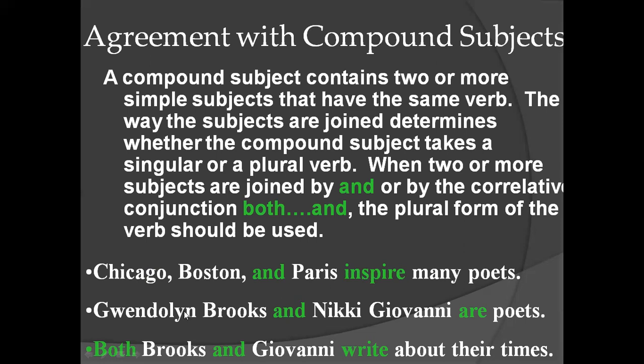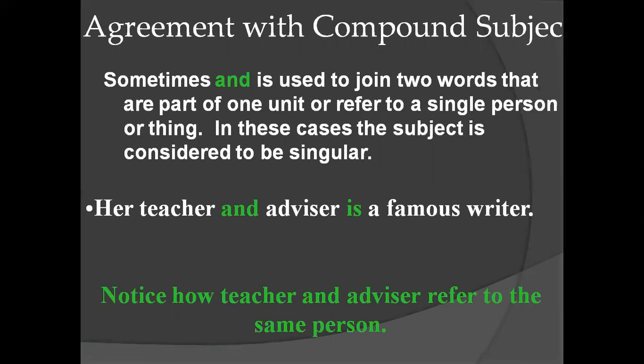Next, our example. Gwendolyn Brooks and Nikki Giovanni are poets. Here also you can see plural form. Both Brooks and Giovanni write about their times. Here you can see also for both and in plural form. Agreement with compound subject. Now we'll continue our information about compound subjects, with additional information about it.